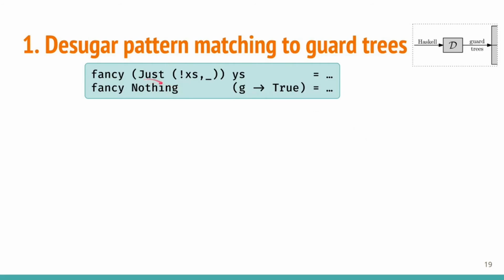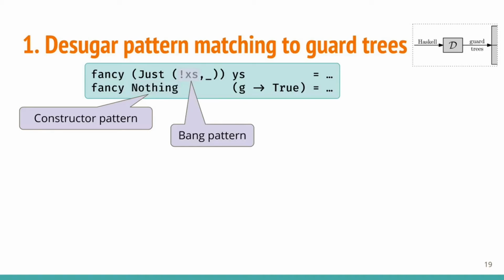Let's desugar this fancy example function. Green indicates source syntax. You can see that fancy makes use of constructor patterns and even two language extensions, a bang pattern that forces the matched thing, and a view pattern that applies the matched thing to G and matches the result against true.